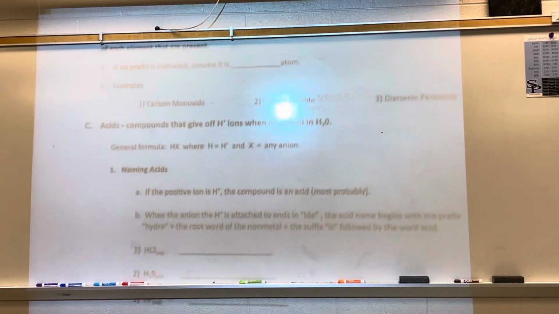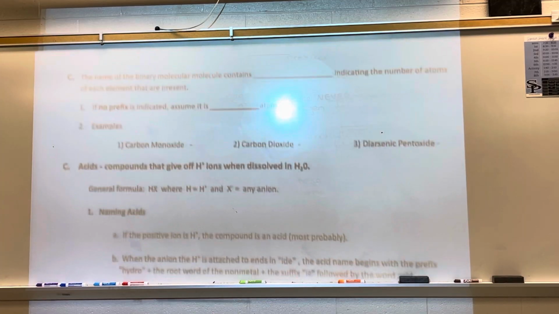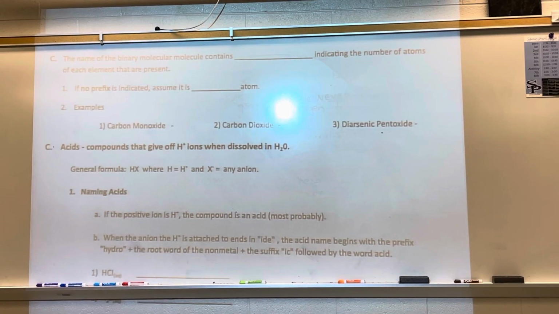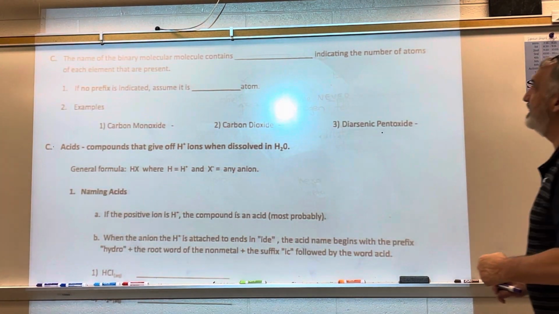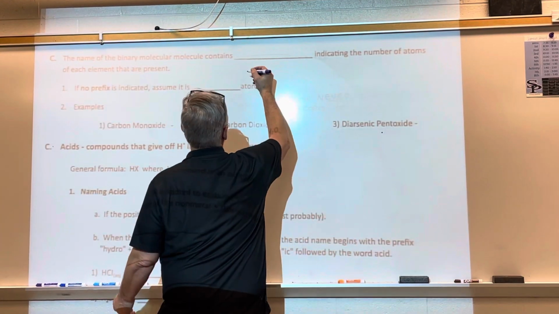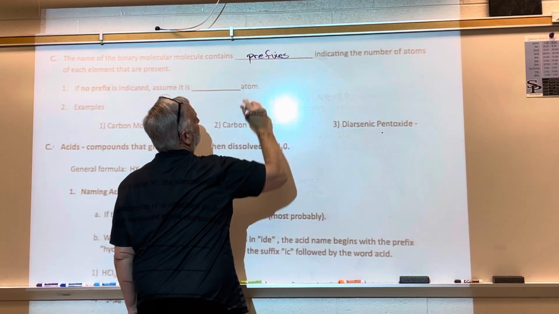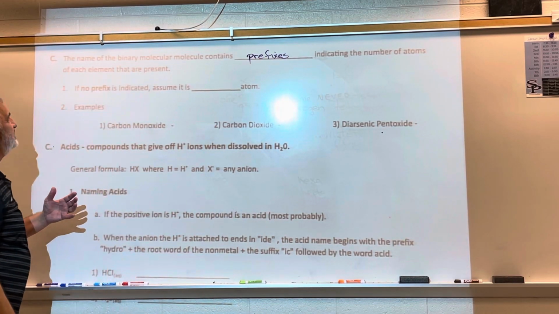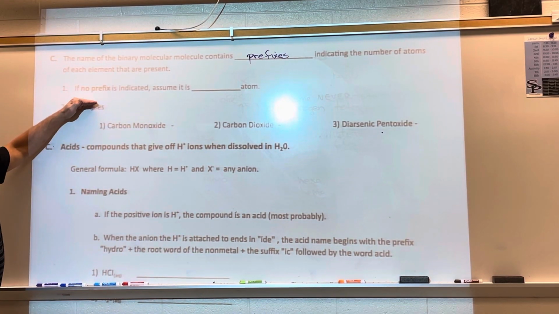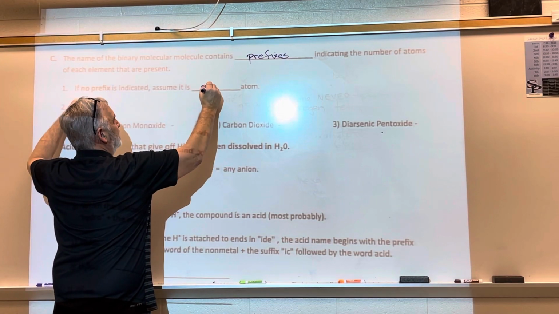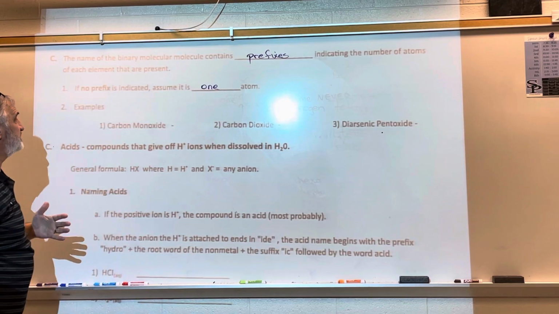Okay, so now, if we want to go the other way, the name of the binary molecular compound contains prefixes indicating the number of atoms of each element that are present. If no prefix is indicated, what do we assume? One. Okay, and that's really just going to be on the first one.